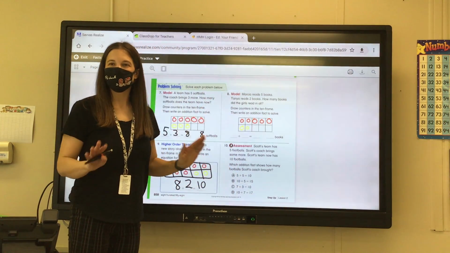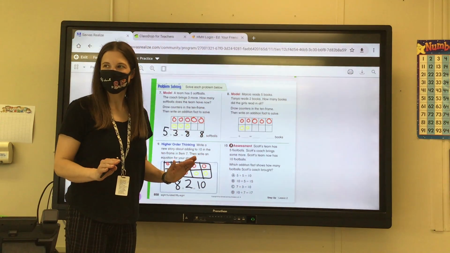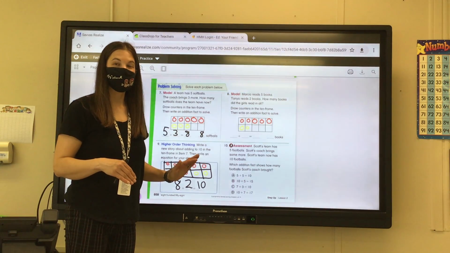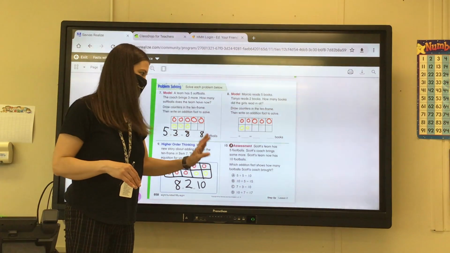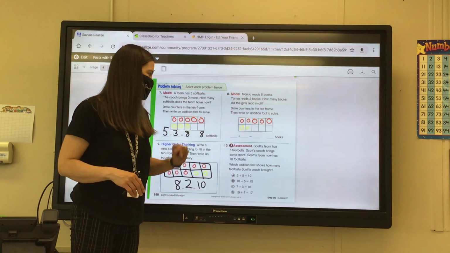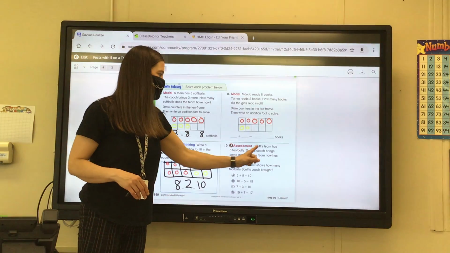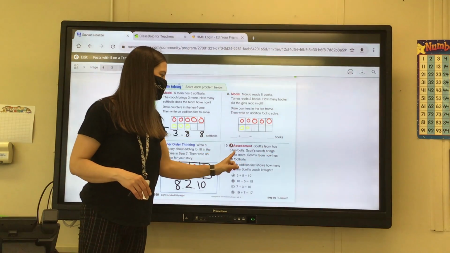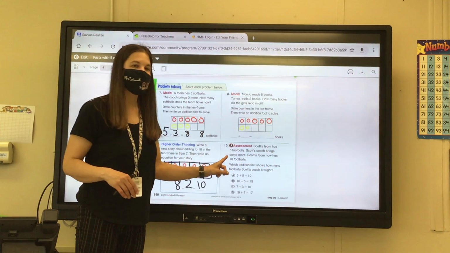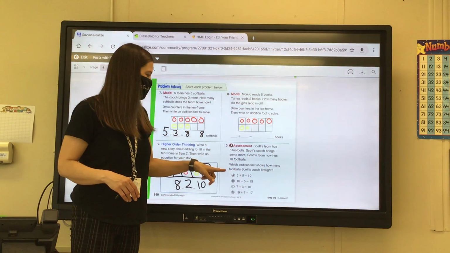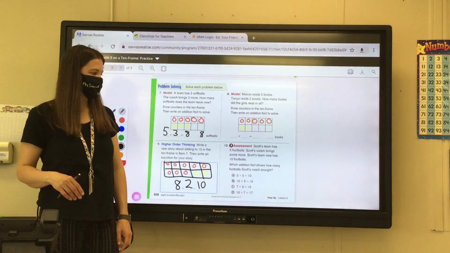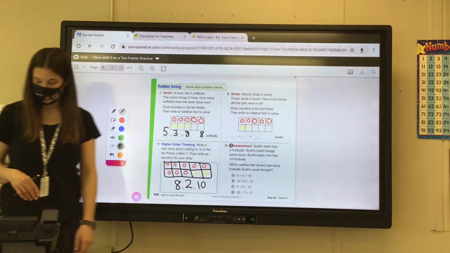All right, let's go to number 10. This is for you to figure out today, so be a good listener to the story problem. I'm going to read it once. You can reread it yourself because you're doing great reading. Scott's team has 5 footballs. Scott's coach brings some more. Scott's team now has 10 footballs. Which addition fact shows how many footballs Scott's coach brought?